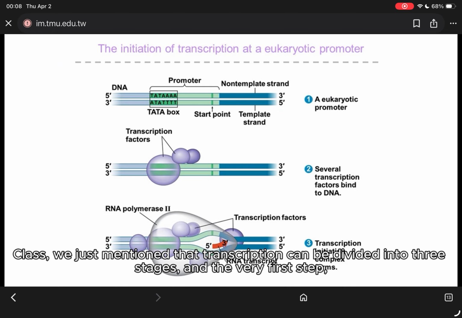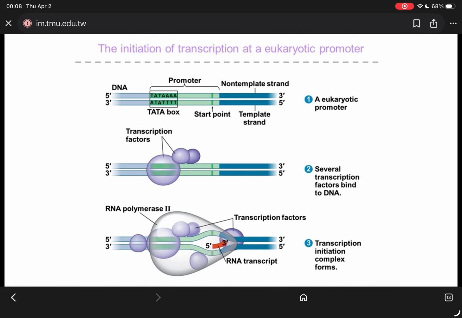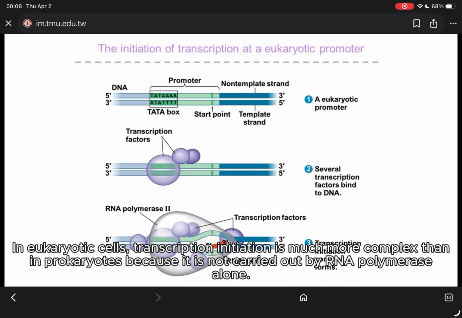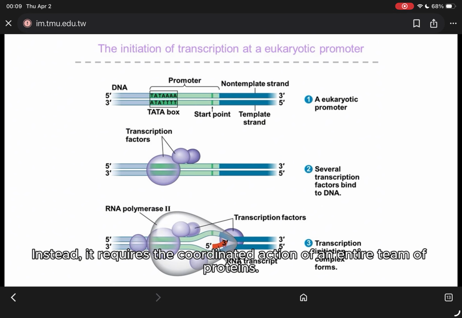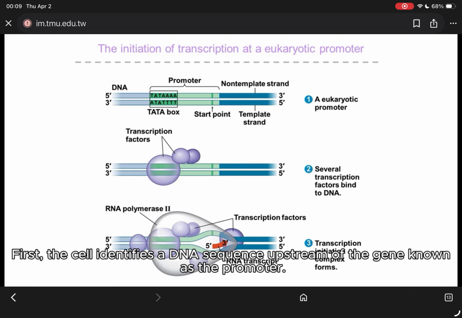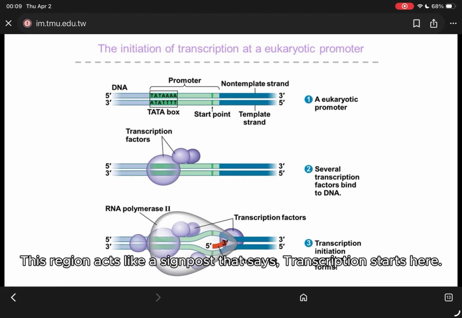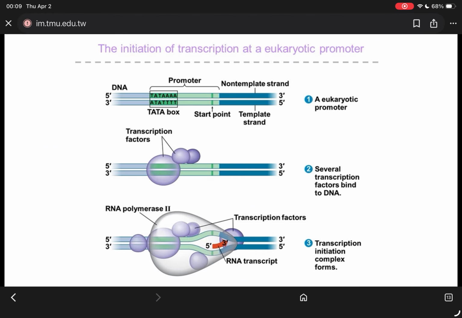Class, we just mentioned that transcription can be divided into 3 stages, and the very first step, initiation, is the most critical. In eukaryotic cells, transcription initiation is much more complex than in prokaryotes because it is not carried out by RNA polymerase alone. Instead, it requires the coordinated action of an entire team of proteins. First, the cell identifies a DNA sequence upstream of the gene known as the promoter. This region acts like a signpost that says, "transcription starts here."